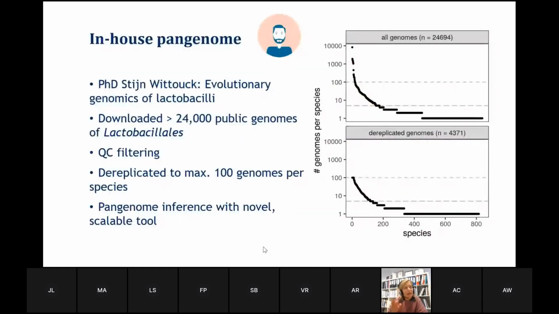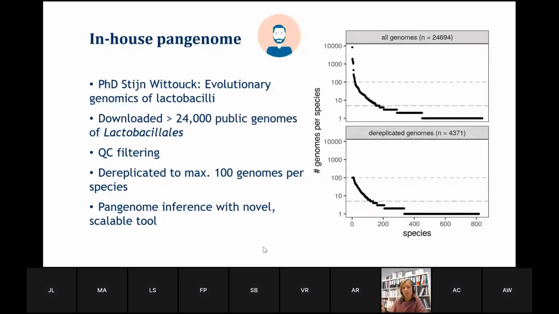Here I want to quickly mention the work done by my bioinformatician Stijn Wittouck in the lab. He is really doing all this phylogenomics work. He did his PhD this year on the evolutionary genomics of Lactobacilli. For example, one thing he did for his PhD was downloading all the publicly available genomes of the order of the Lactobacilli, including both the family of the Lactobacilli and some more pathogenic families, of the Streptococci for example. He also did proper quality control filtering, and made dereplicated data sets of maximum 100 genomes per species.